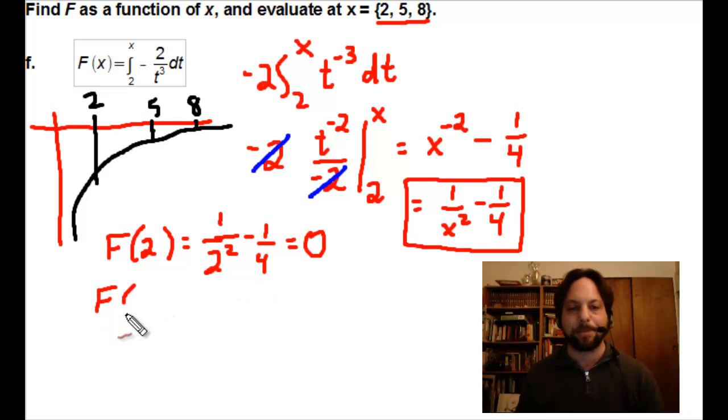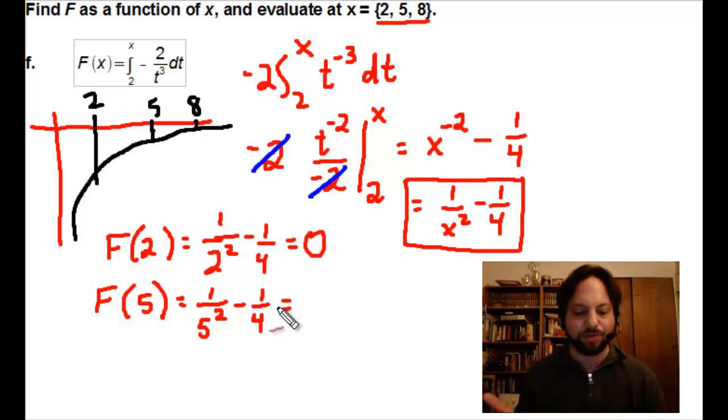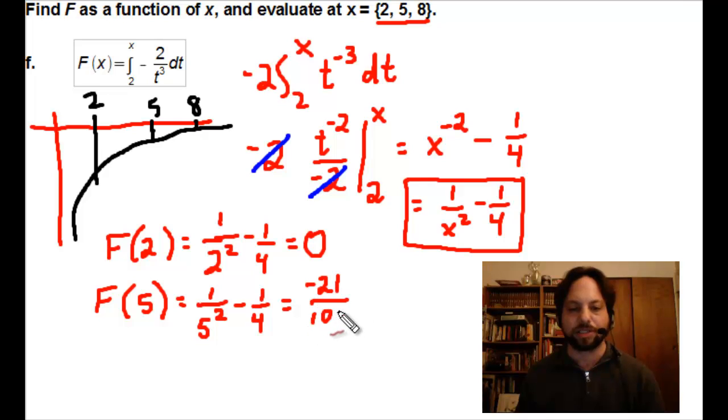Let's try this again, capital F of 5. Again, I could go up and reintegrate all this, going from 2 to 5, but why bother? I could just go from 1 over 5 squared minus 1/4, and if I work that out, it's simply going to tell me negative 21/100ths. And that is the area of this region here.